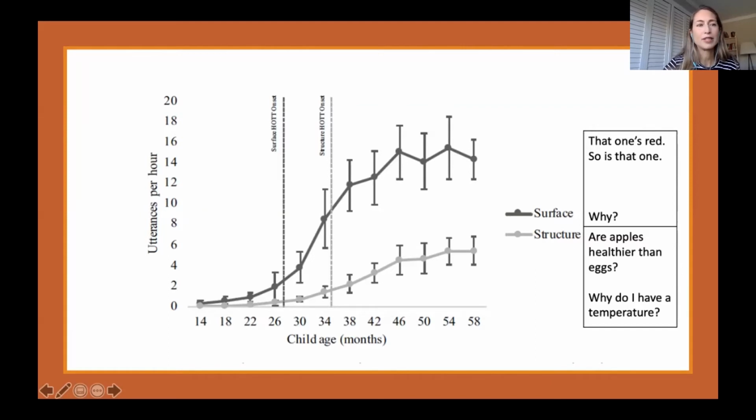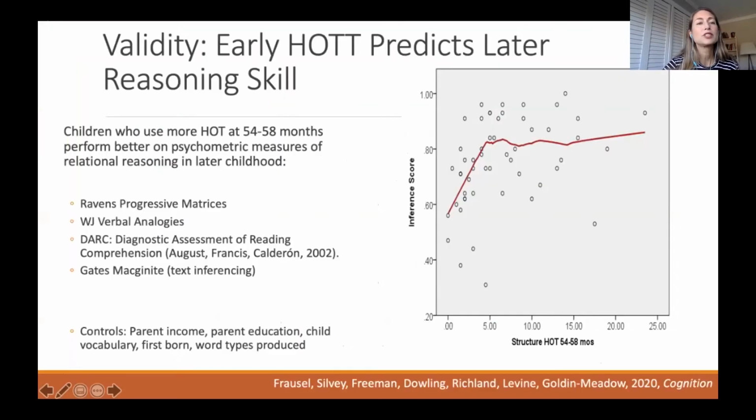Now, are these meaningful in any way? We do see that early higher order thinking talk is predictive of later reasoning skills. So there are individual differences there. We see it predicting Raven's matrices, Woodcock-Johnson verbal analogies, DARK, which is a reading comprehension measure, and Gates-McGinitie, which is a verbal inferencing task. We see the Ravens as more related to the surface HOTT, while the others are more related to the structure HOTT, potentially because you have more language sophistication in the more structural higher order thinking talk. And these are controlling for lots of things.